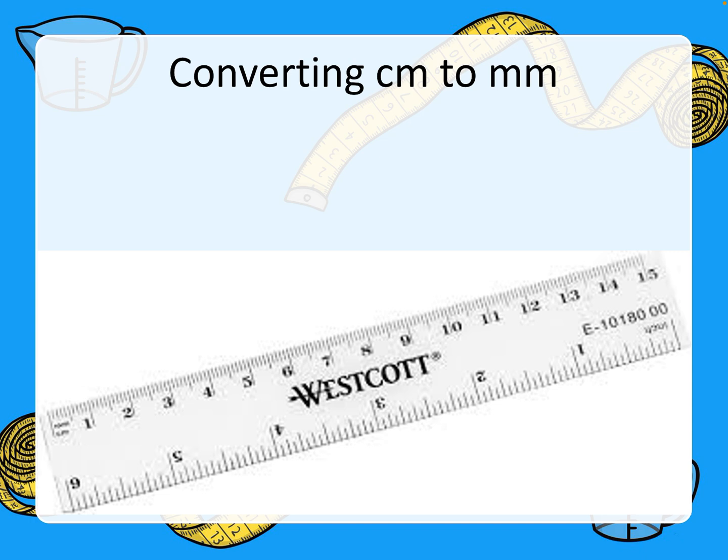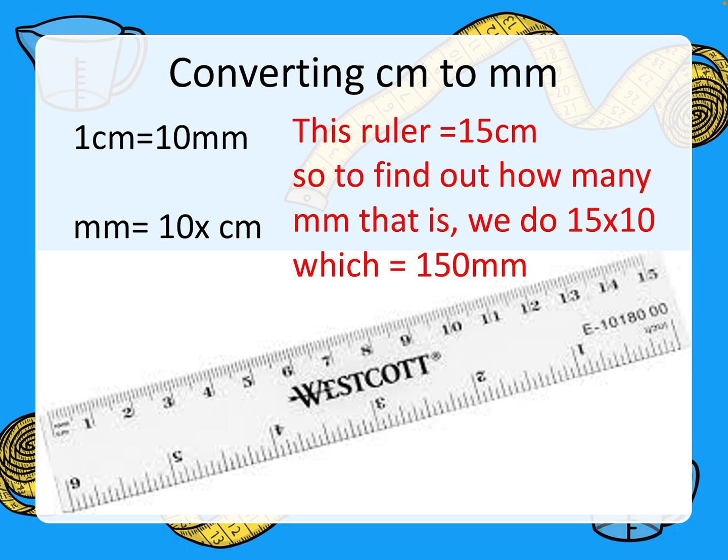So here is a ruler. We know that 1 centimetre equals 10 millimetres. So to find how many millimetres a length of something is, we need to times the centimetres by 10. So this ruler is 15 centimetres. So to find out how many millimetres that is, we do 15 times 10, which equals 150 millimetres.